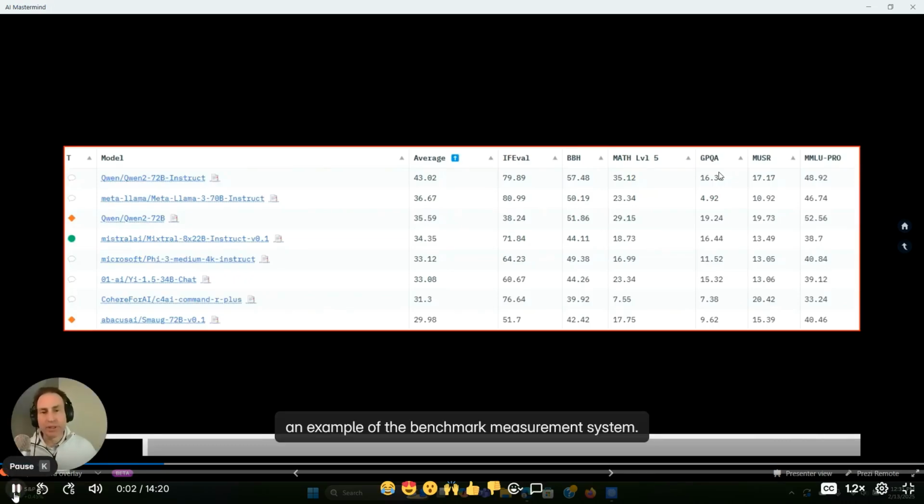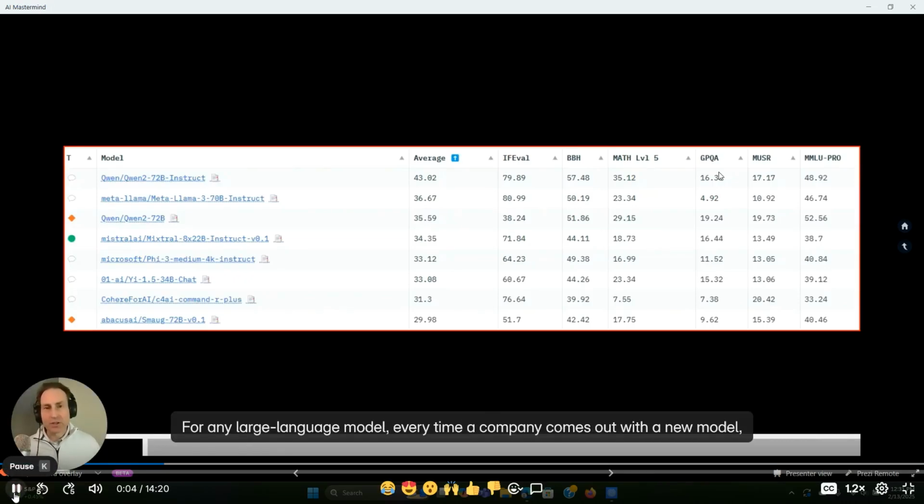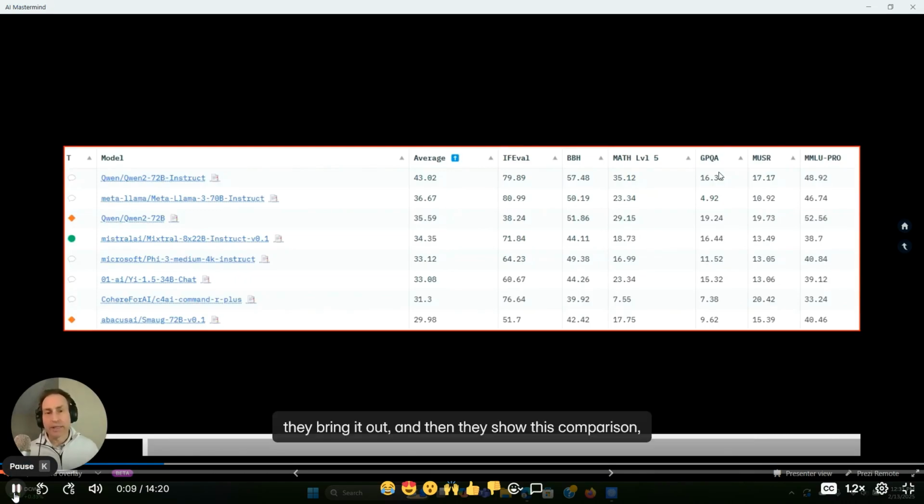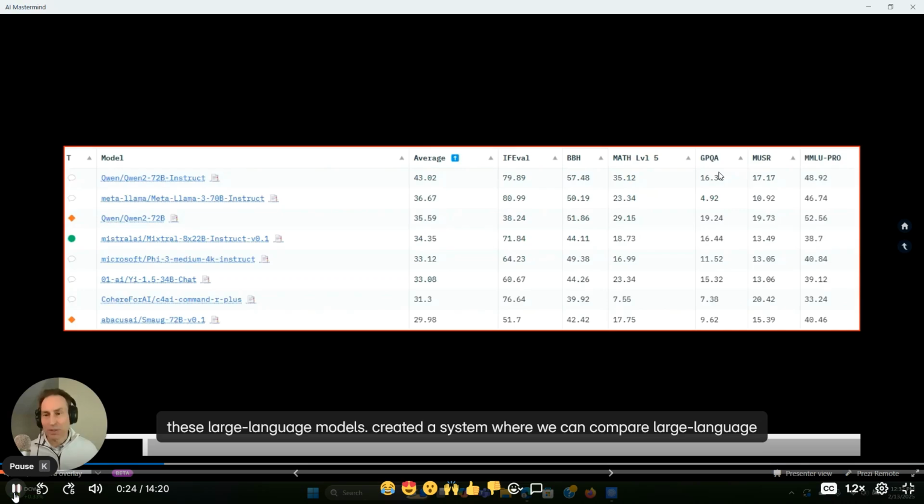Here's an example of the benchmark measurement system. For any large language model, every time a company comes out with a new model, they bring it out and then they show this comparison. And for the average user, nobody even knows what this means. I have no clue what this means. And I spend a considerable amount of time looking at and reviewing these large language models.